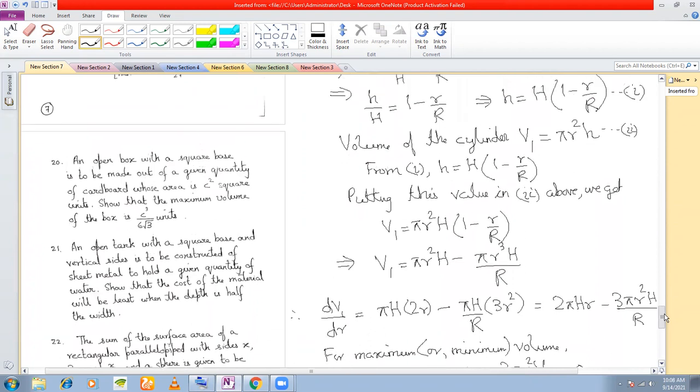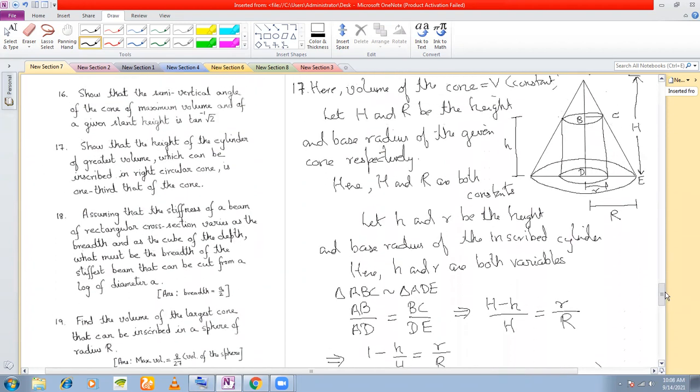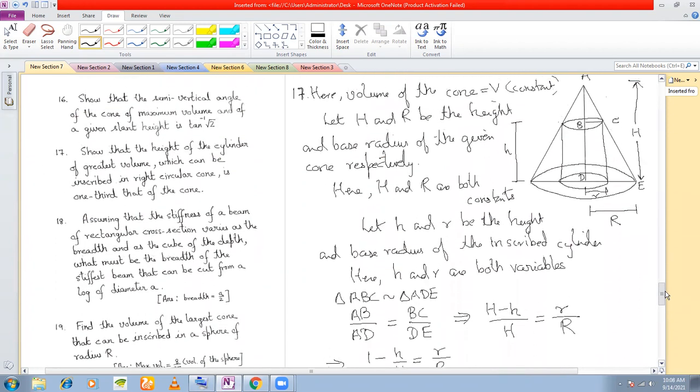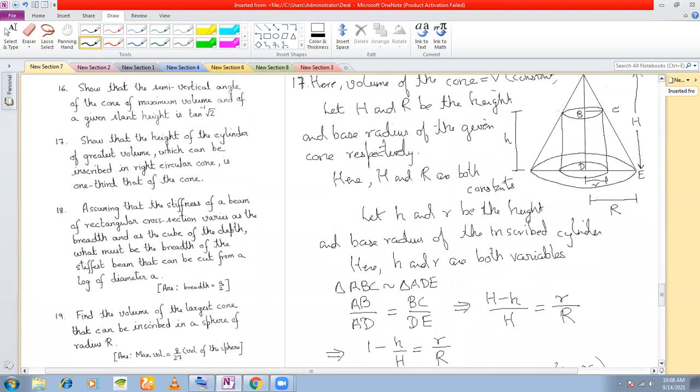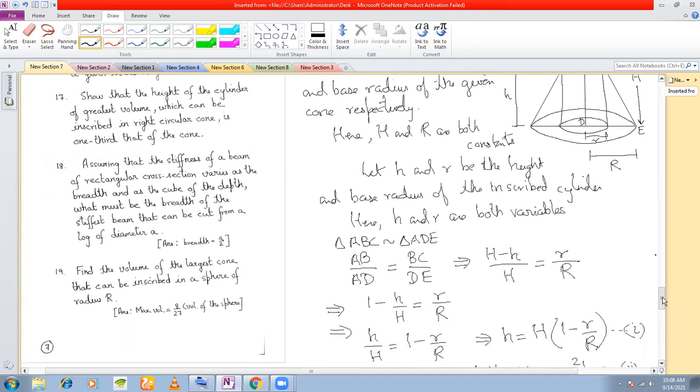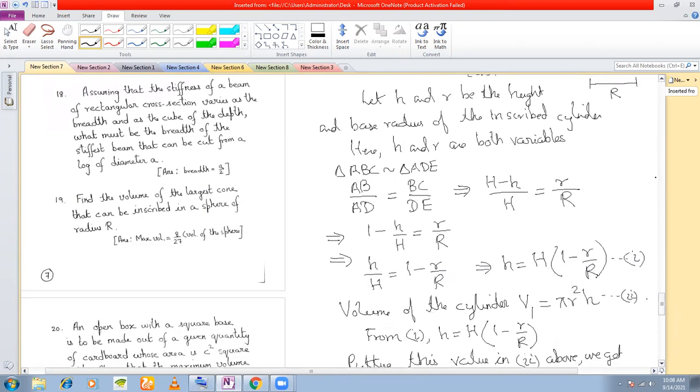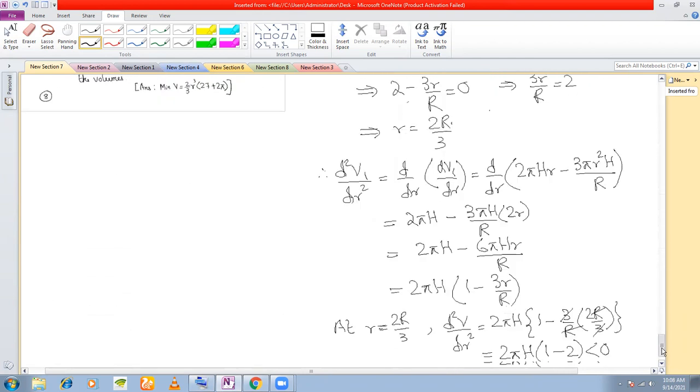But here the question is different. Here if you see, the question is, show that the height of the cylinder of greatest volume which can be inscribed in a right circular cone is 1/3 that of the cone. You have to find a relation not between the radius of the cylinder and cone, but between the heights. So if you want to find out the relation between the heights, we can always use this one here from 1.